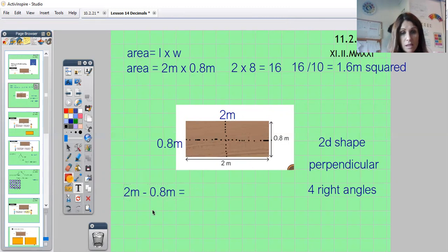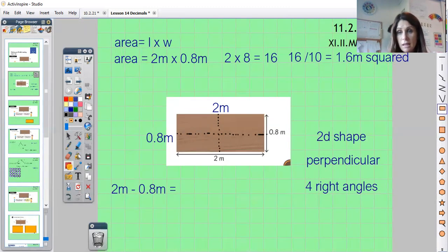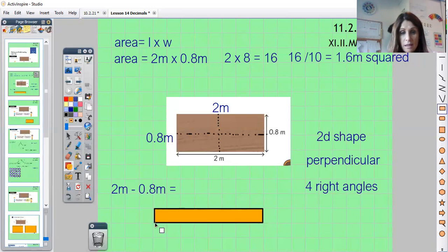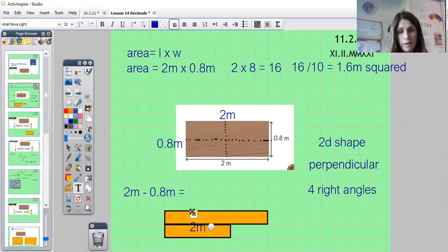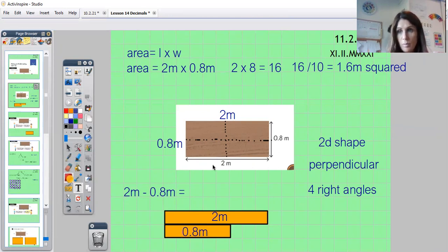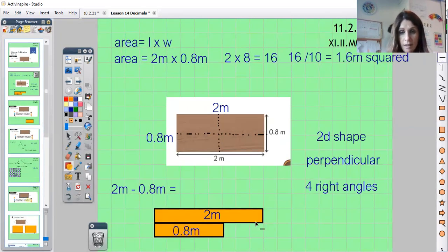And if we think about that in terms of a bar model as well, let's quickly draw that. So I've got the 2 meter side and the 0.8. This is 2 meters. If this is 0.8, then I need to know what this bit here is. So if I quickly pop just a line in there for now. Okay, what's that bit there is what we're trying to work out. So we're doing 2 take away 0.8.